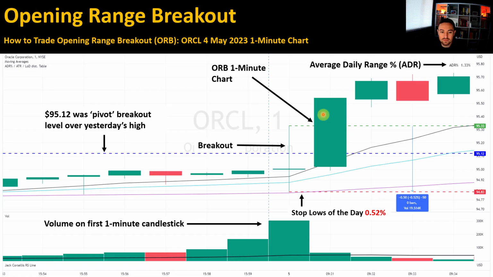On the 1 minute chart, you're going to have to be even quicker. Okay, stop at the lows of the day would be 0.52% relative to the ADR. It's pretty favorable. It's under half, right? It's nearly a third. Pretty good.